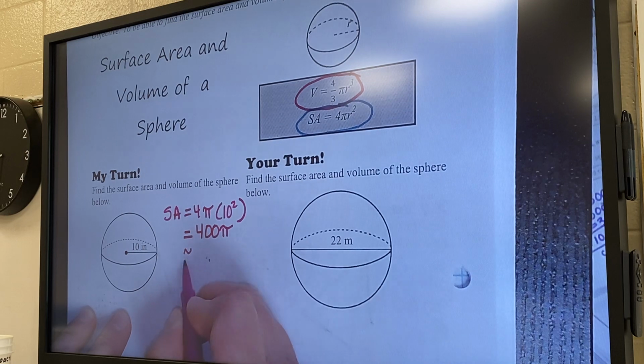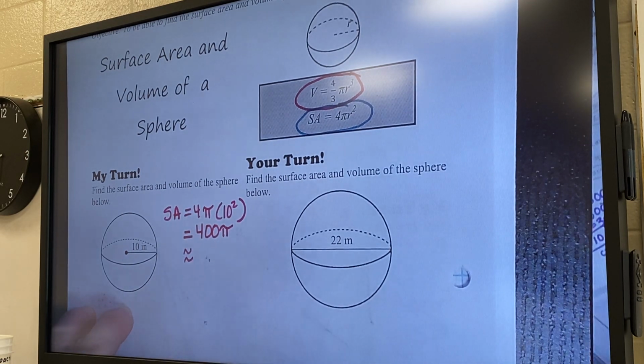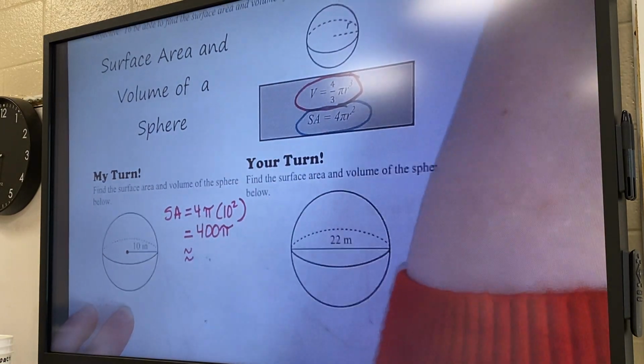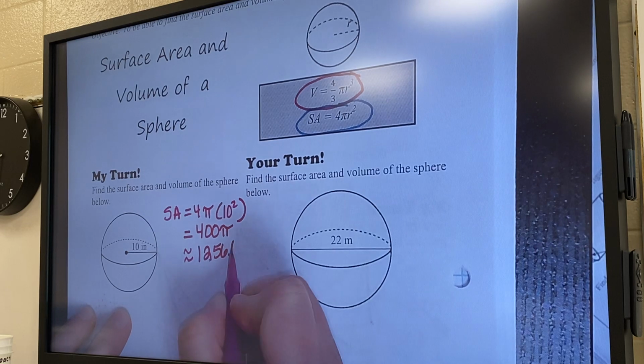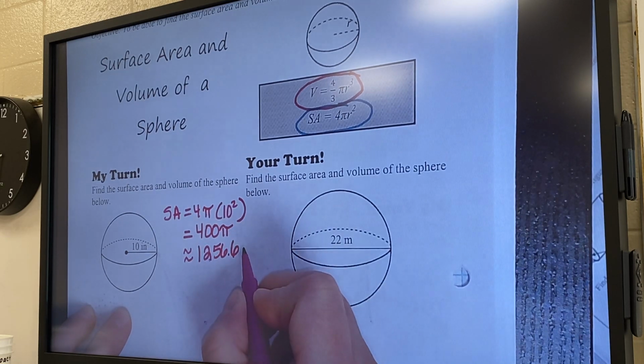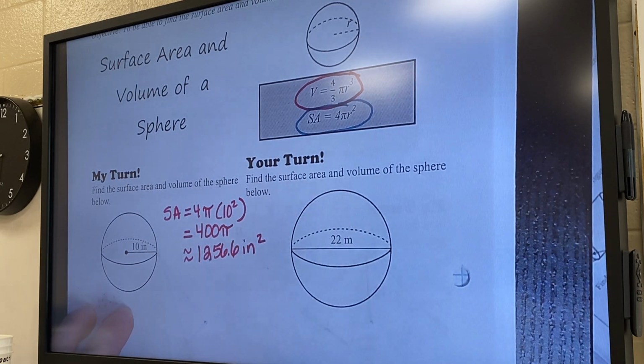And then when you put it in the calculator, that would be approximately 1,256.6 in surface area, so it's inches squared. I think these are actually easier than all the other ones. You see that now. It's easier.